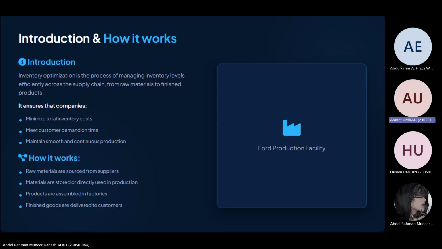Inventory optimization is the process of managing inventory in the most efficient way possible across the entire supply chain. This includes everything from raw materials to finished products. The main goal is to reduce costs while still making sure that products are available when customers need them.